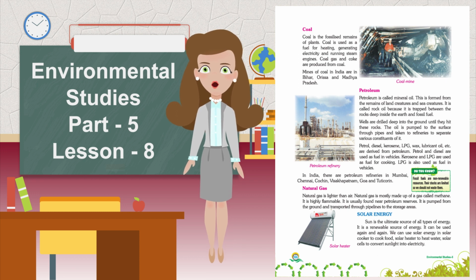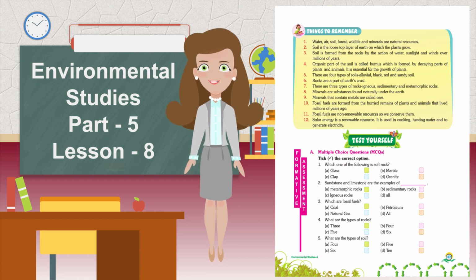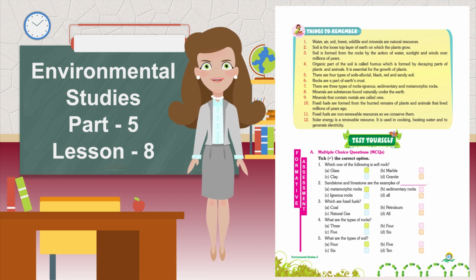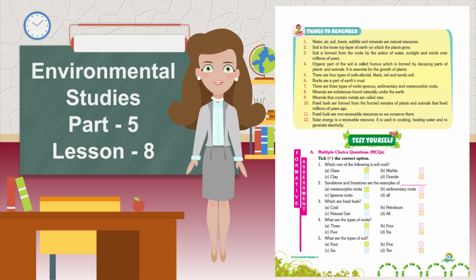Things to remember: water, air, soil, forest, wildlife, and minerals are natural resources. Soil is the loose top layer of earth on which the plants grow. Soil is formed from the rocks by the action of water, sunlight, and winds over millions of years. The organic part of the soil is called humus, which is formed by decaying parts of plants and animals. It is essential for the growth of plants.